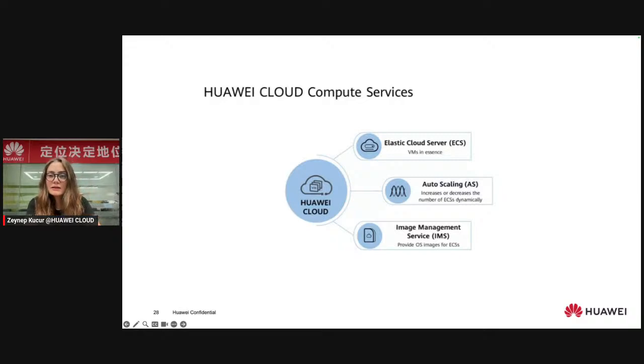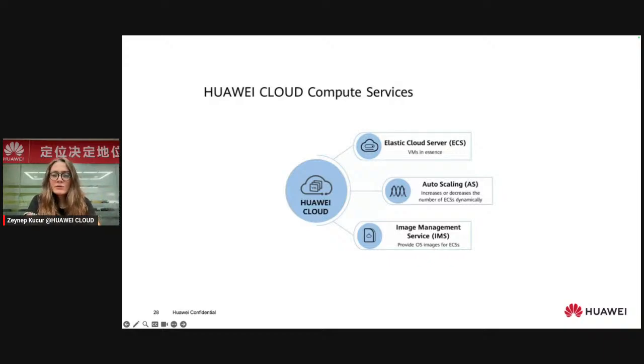So with the IMS, you can create a system or data disk image from a server or an external image file, or create a full ECS image from an ECS or a backup of an ECS. An image in computing refers to a snapshot of the state of a system, including the OS, application software, and data. So let's say you're thinking, I have this application in my ECS. If I take an image of it, will it still be there?